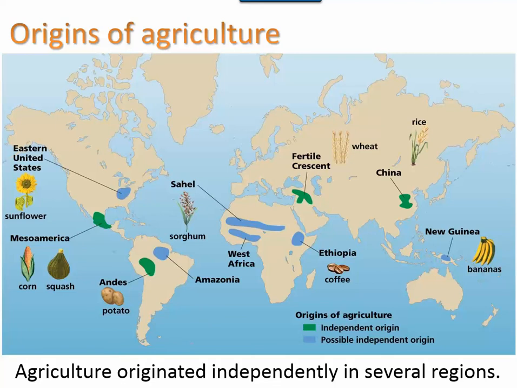A little overview of the origins of agriculture. So the Fertile Crescent along the Tigris and Euphrates River, that's a big area. China has been doing agriculture for a long time. Mesoamerica and the Andes. And to our knowledge, agriculture developed independently in all these areas. And you can see some of the different foods that they used. Wheat in the Fertile Crescent, rice in China, corn and squash in Mesoamerica, and potatoes in the Andes.